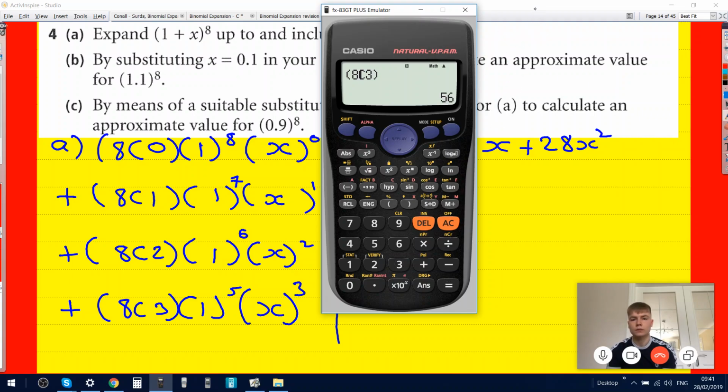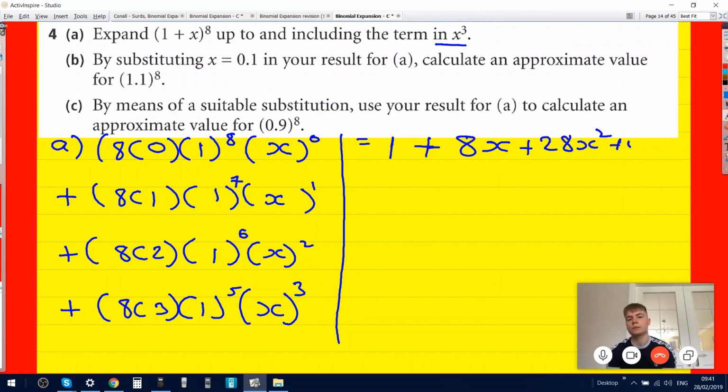And so last one, 56x cubed. Yeah, and I'm just not putting in the times 1 to the power of whatever. Okay, part A is done. Part B.